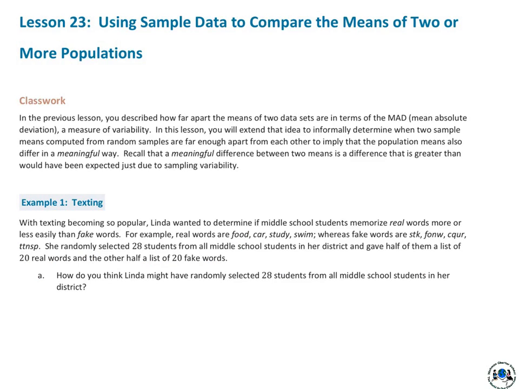Okay, so in the previous lesson, in lesson 22, we described how far apart the means of two data sets are in terms of the MAD, mean absolute deviation. Okay, there it is again. I'm not going to forget that. A measure of variability. In this lesson, you will extend that idea to informally determine when two sample means computed from random samples are far enough apart from each other to imply, again, all these words, reasonably conclude, that the population means also differ in a meaningful way.